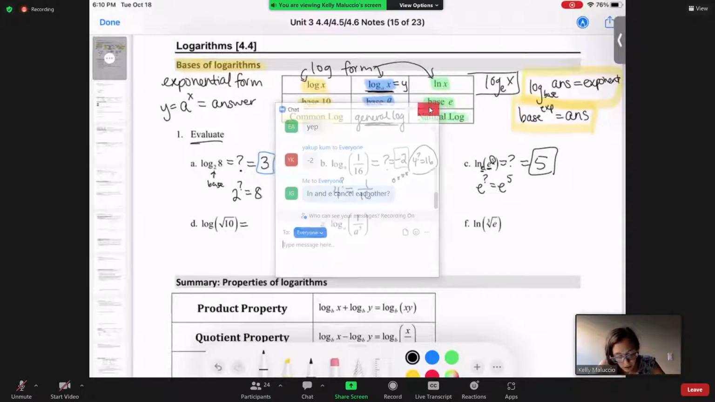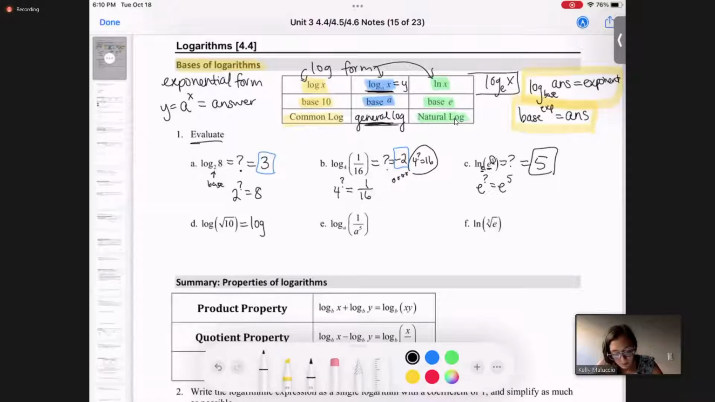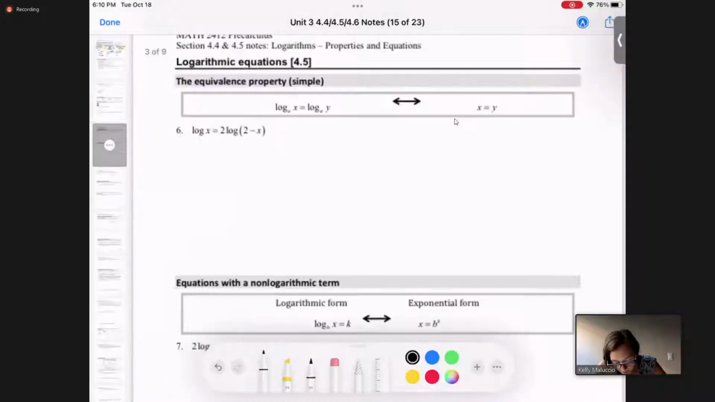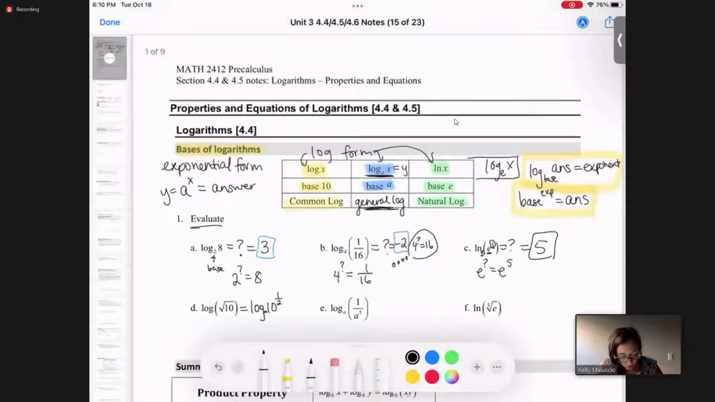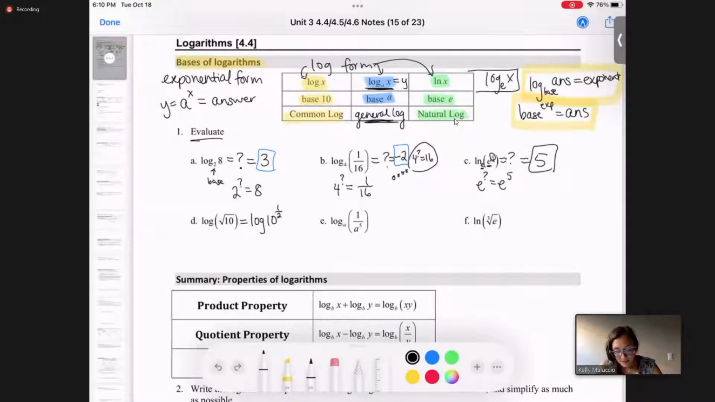Now this one, I'm going to rewrite it because square root, we know what that means, but this is like 10 to the 1/2. And again, remember, this is a base 10. I don't ever write this, but it's a base 10. So this just means my answer is 1/2. My answer is the exponent.